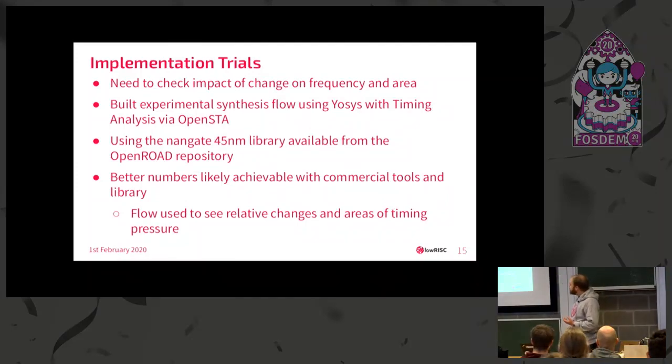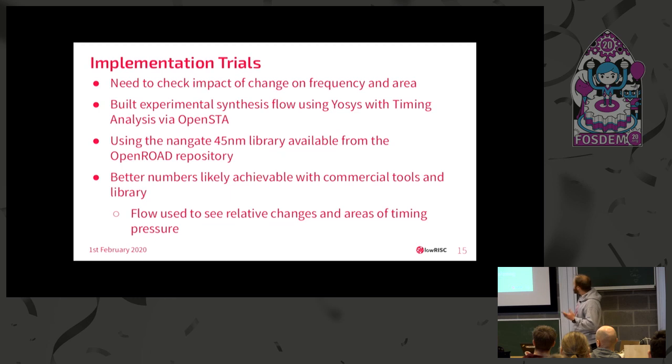But there's other things we need to consider. That's the implementation, so the physical impact of these changes. We're going to add some logic, so that's going to add some area. It's also going to alter the timing, so what frequency we can run the processor core at. So I built an experimental synthesis flow using Yosys, an open source synthesis tool, if you're not familiar with it. And I did timing analysis with OpenSTA. I pulled the 45 nanometer NanGate library that you can get out of the OpenROAD repository. And I used this to generate some implementation numbers.